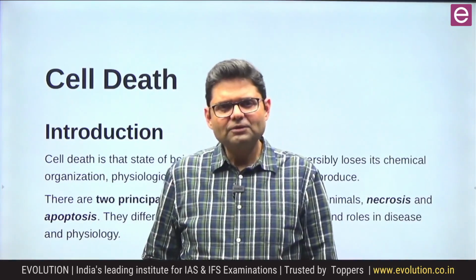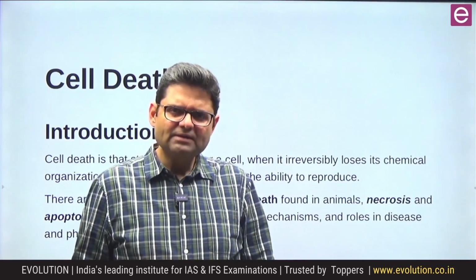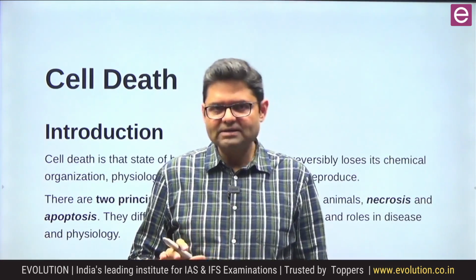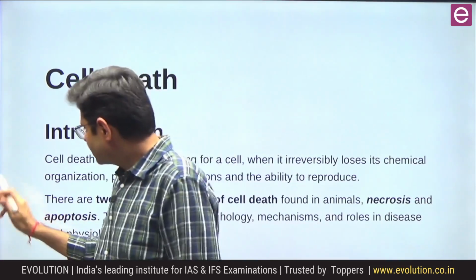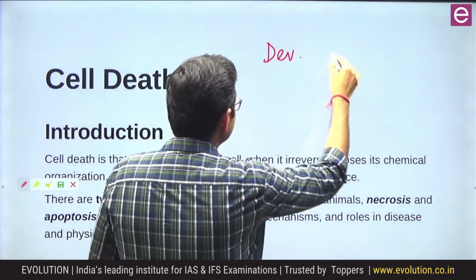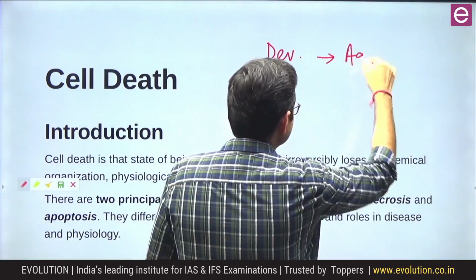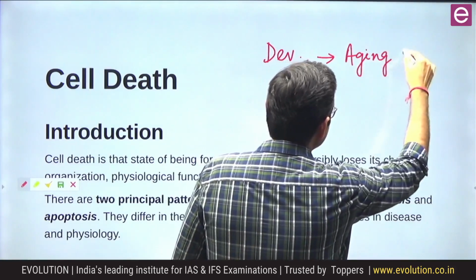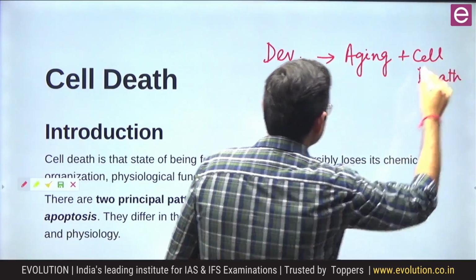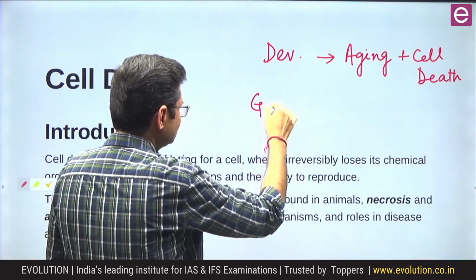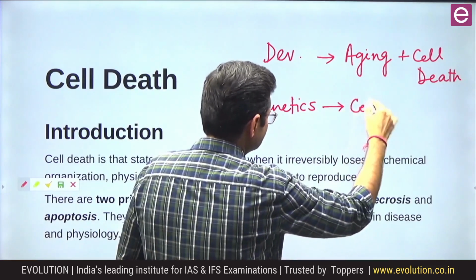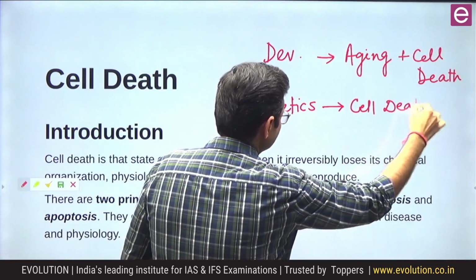So now let us do cell death. Cell death is essentially a topic that finds a mention at two places in our syllabus. One mention it finds in developmental biology, where it is combined with aging. So aging plus cell death. And then it is also mentioned as a part of genetics, where simply it is mentioned as cell death.